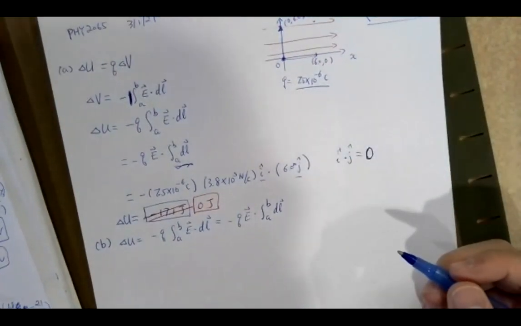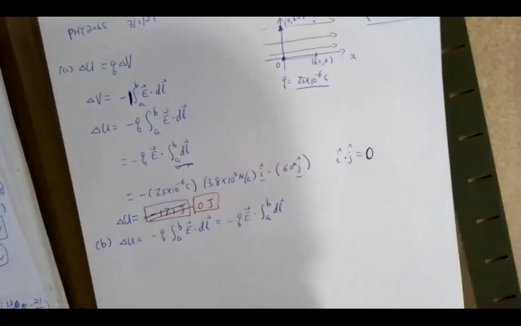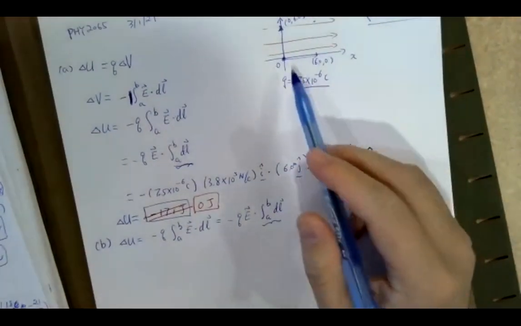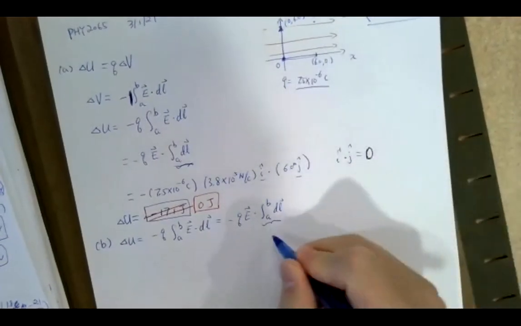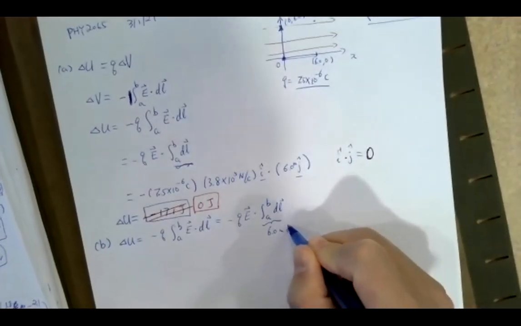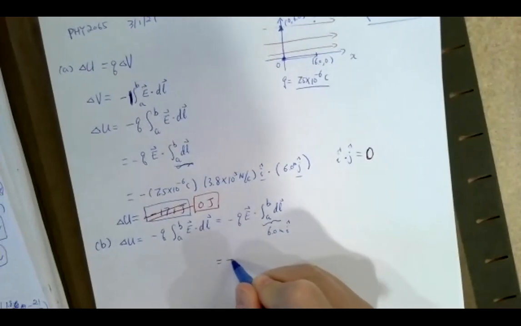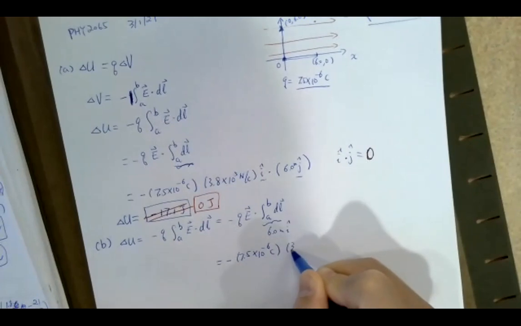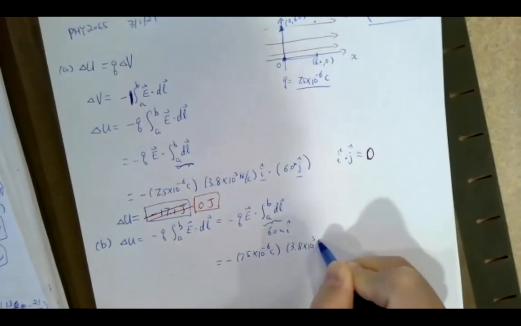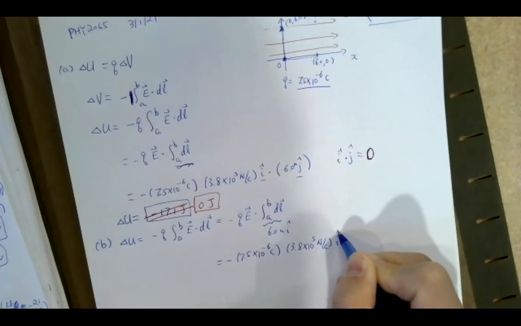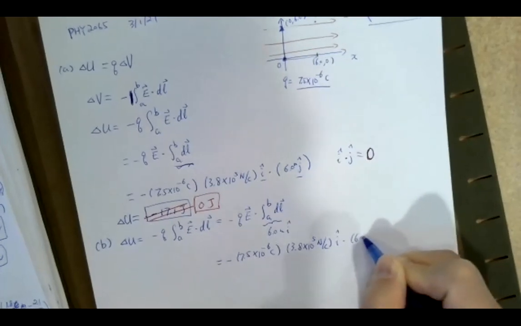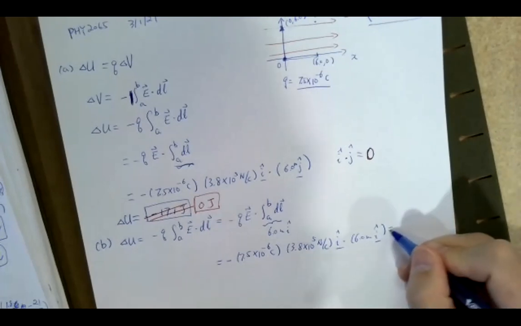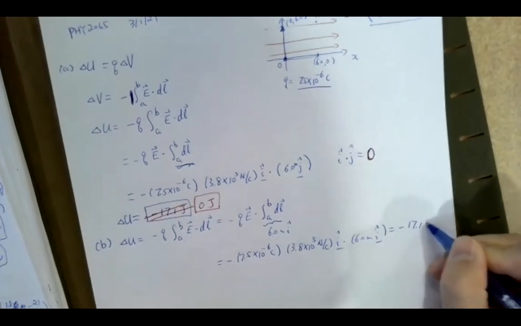i dot i will be 1. Okay. So in this case, you are moving from the origin to 6.0, so that would be 6.0 meters in the i direction. Okay. So this will be minus 7.5 times 10 to the minus 6 coulombs, 3.8 times 10 to the fifth, i dot 6.0 meters i. Okay. So i dot i will be 1. So this case will be minus 17.1 joules.